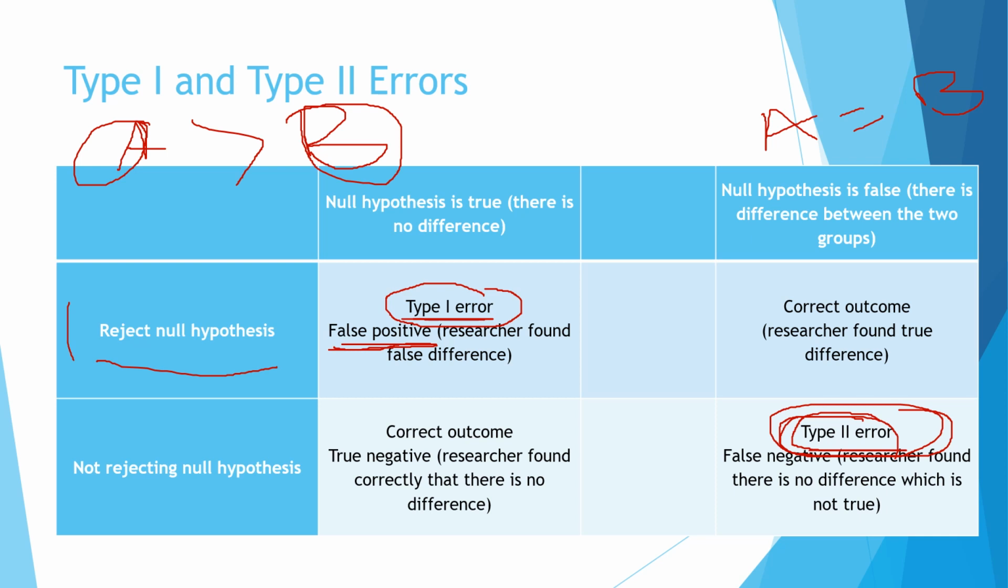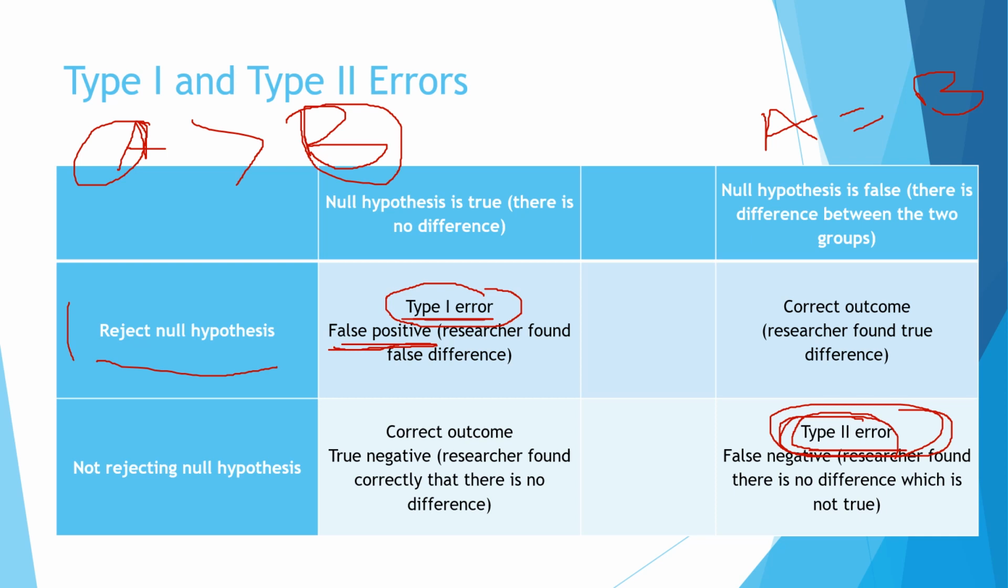So type 1 error, which we sometimes call false positive, is when you reject a null hypothesis that is actually true. Type 2 is when you accept a null hypothesis, or not reject a null hypothesis, when it's actually false. So this is type 1 and type 2 error. Of course, if you have a null hypothesis that is true and you accept it, that's a correct outcome.